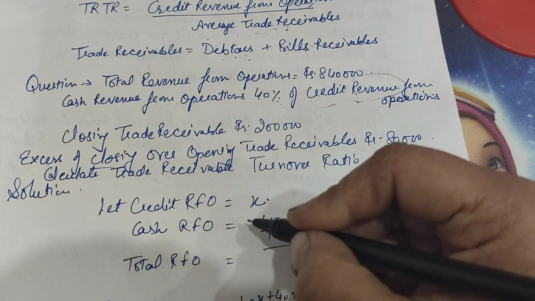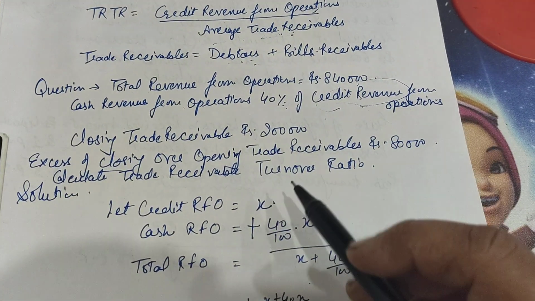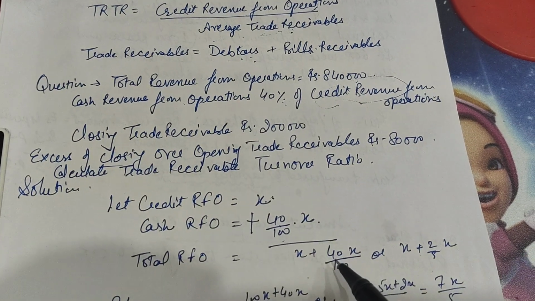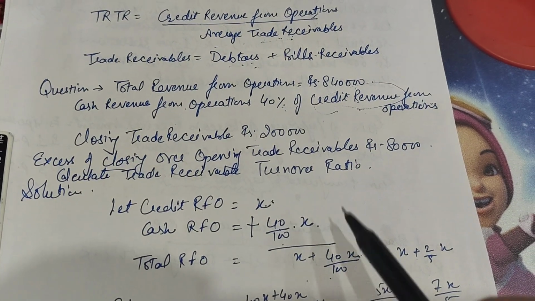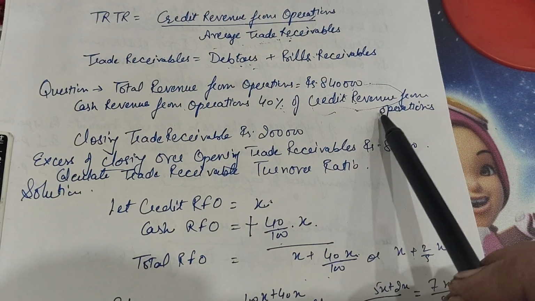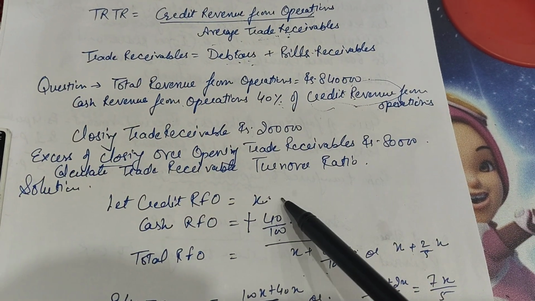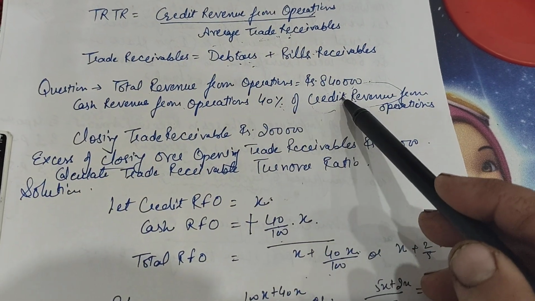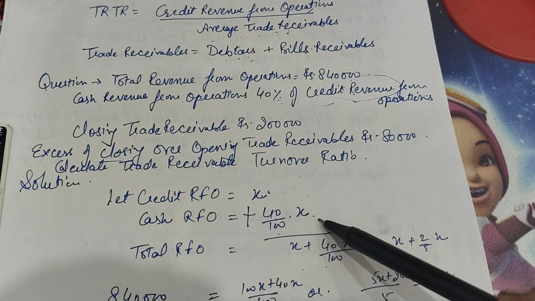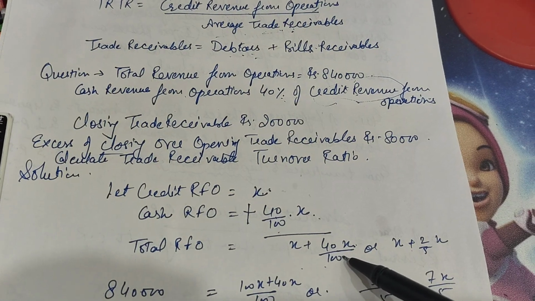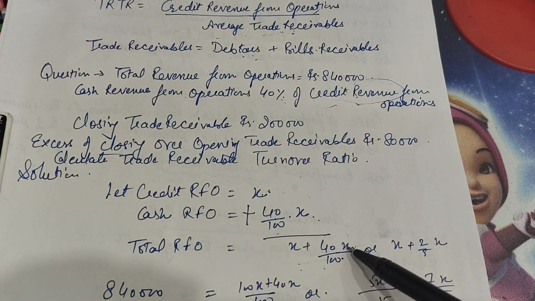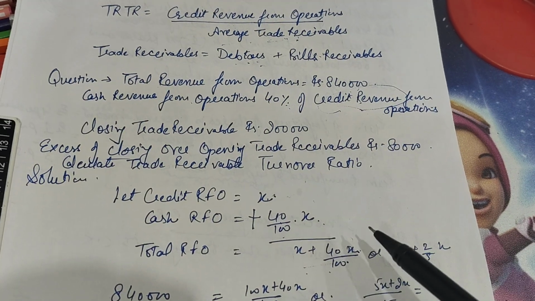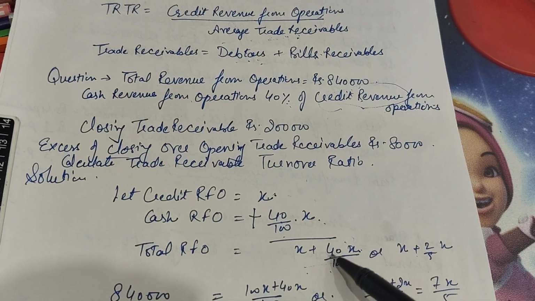So what would be the total sales? That would be X plus 40 by 100 of X. Are you getting me? In the question, the credit revenue from operations is not given to us, so we suppose it to be X, then 40% of X is your cash. We added them both and got a total, but the total in the question is given as 8,40,000.